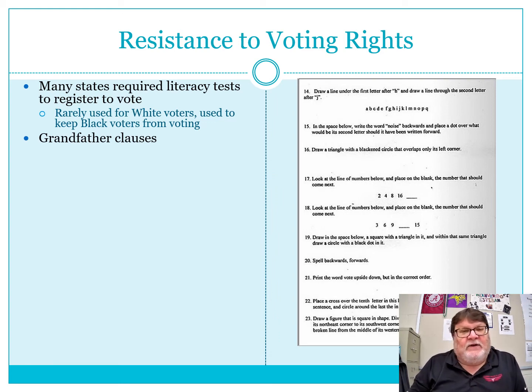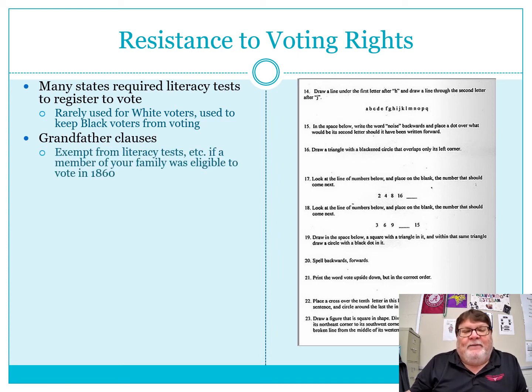There were other things called grandfather clauses. These ones were quite clever in their own way to try to make sure that only white people voted, because you didn't have to take a literacy test or other things, maybe pay a poll tax, if a member of your family was eligible to vote in 1860. 1860 is before the Civil War. The only people eligible to vote before the Civil War in the South were white people. So this made sure that white people didn't have to take the literacy test if they had somebody in their family, grandfather, that's why I call it grandfather clause, who could vote in 1860. So another way to get around allowing minorities to vote.